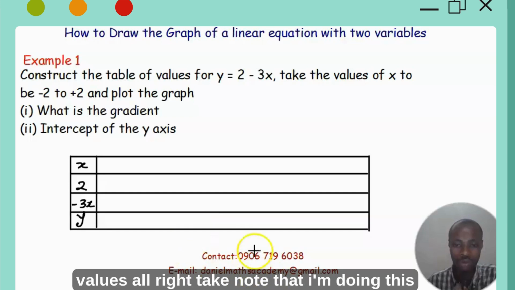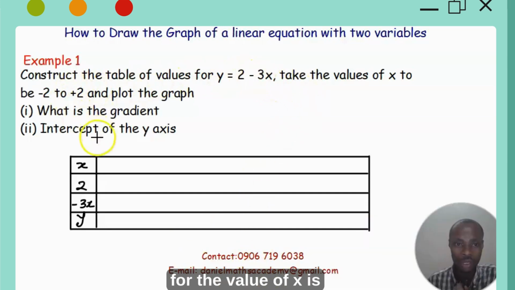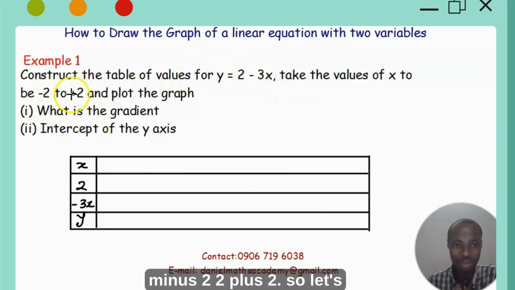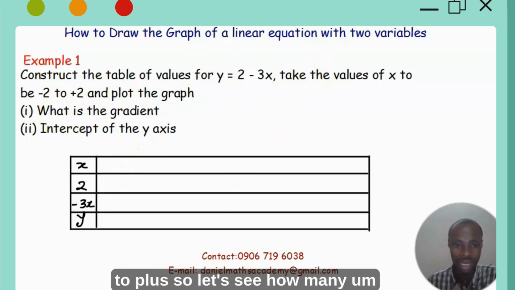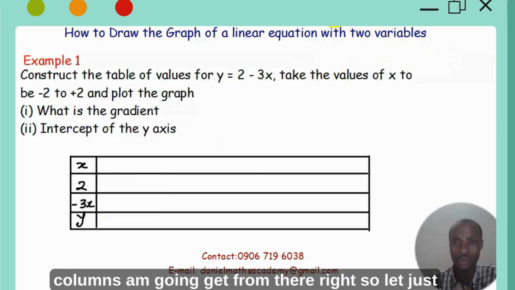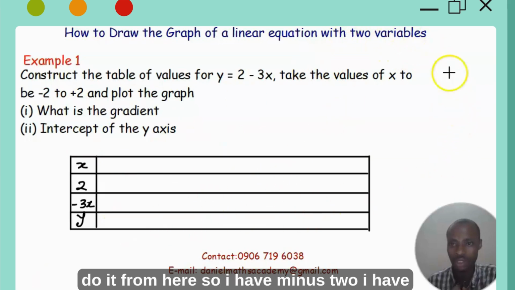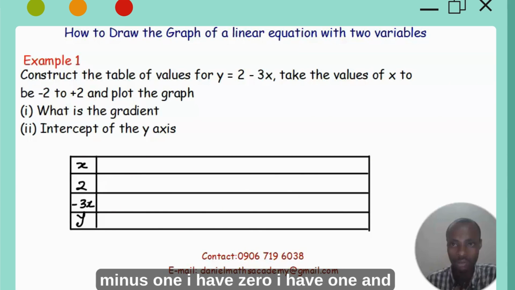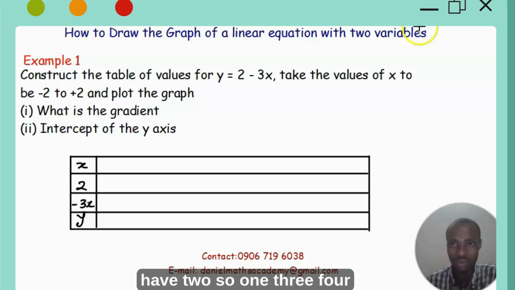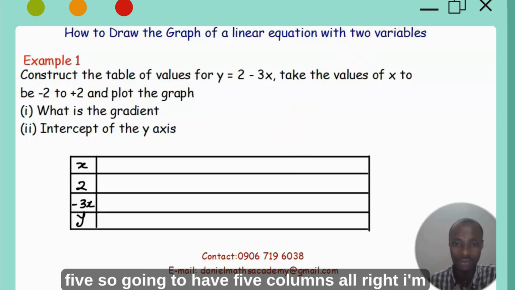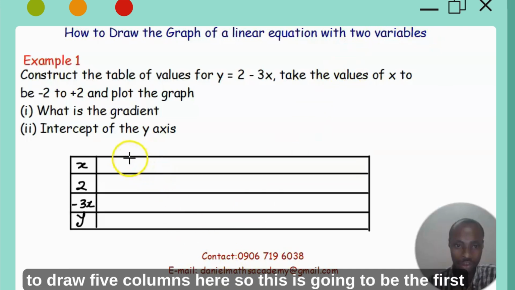All right, take note that I'm doing this for the value of x from minus 2 to plus 2. So minus 2 to plus 2. Let's see how many columns I am going to get from there. So I have minus 2, I have minus 1, I have 0, I have 1, and I have 2. So this is going to be 1, 2, 3, 4, 5. So I'm going to have 5 columns. All right, so I'm going to draw 5 columns here.